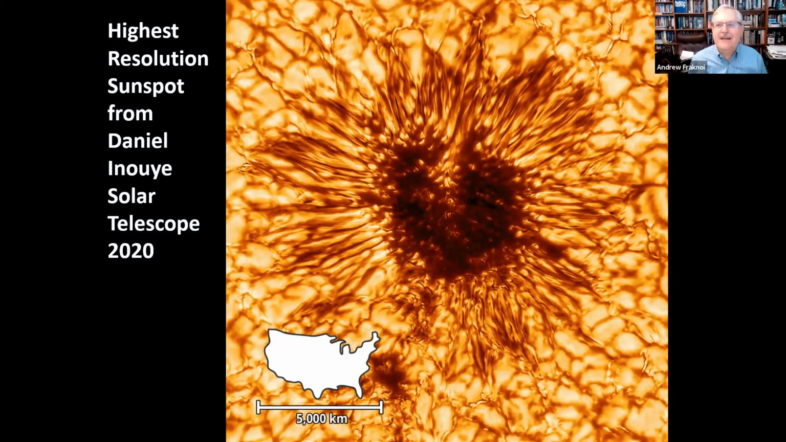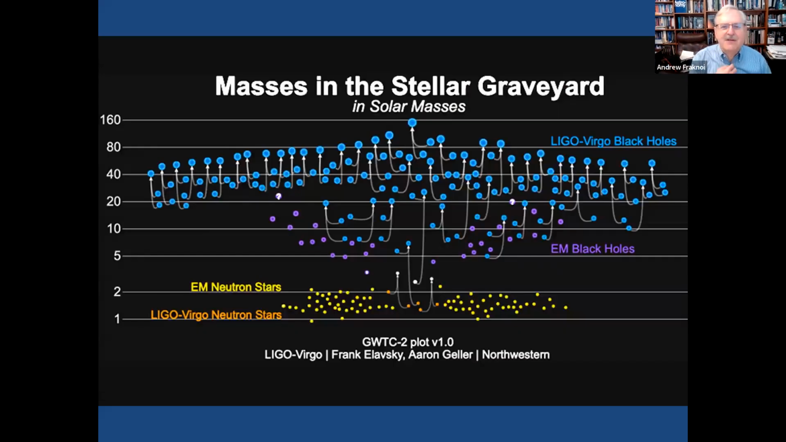You can see the magnetic structure that defines a sunspot. And then they put a map of the United States to scale to really give students an understanding of the gargantuan nature of the activity on the sun. This is what I was referring to earlier.